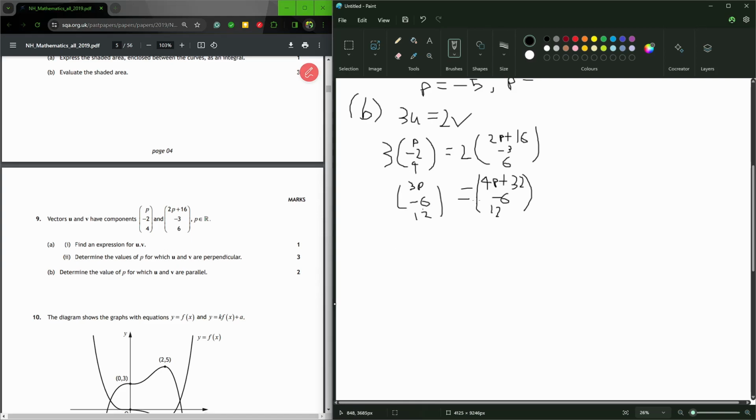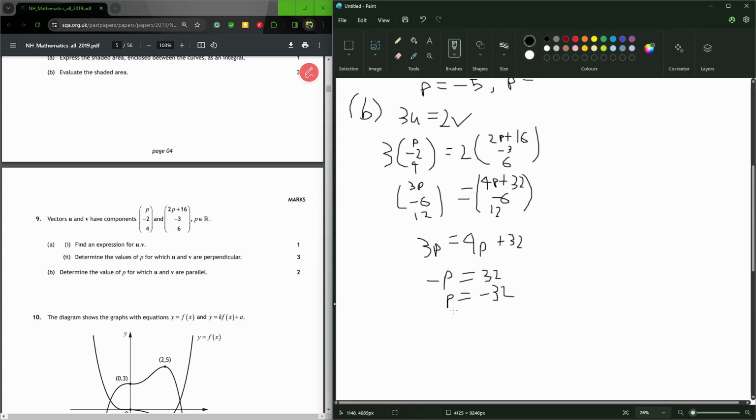Okay, so these two vectors should be the same. So 3p needs to equal 4p plus 32. Well, that looks a bit weird, doesn't it? So what we can do here is take away 4p from both sides. Because 3 minus 4 equals minus 1, so minus p equals 32. And then times both sides by minus 1, that means p itself equals minus 32.